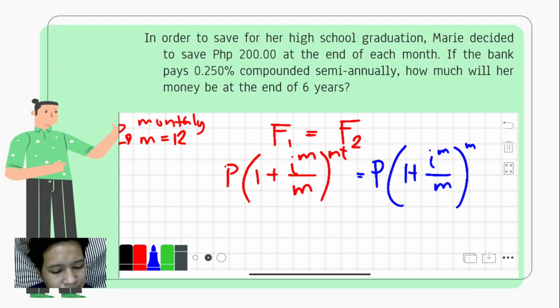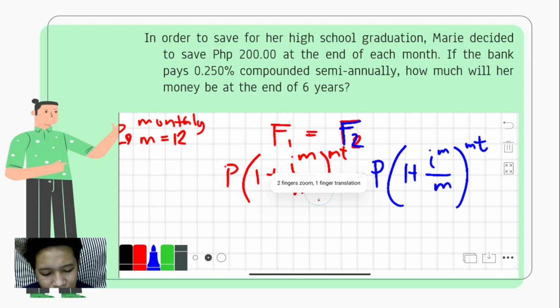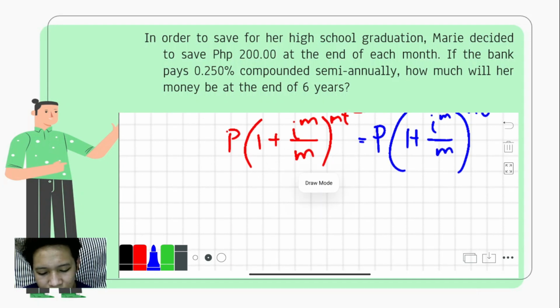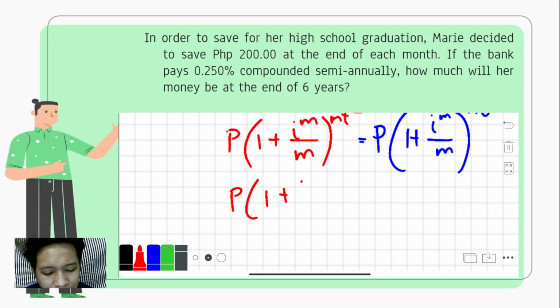Okay po, so ginawa ko pong color blue yung isa, ginawa ko pong color red yung isa, para hindi po tayo malito. So, sino po si color red? Yung color red natin would be yung monthly natin. So yung monthly natin would be P times (1 plus I over 12) raised to, what is the value of M? Again, that's 12 multiplied by the time.